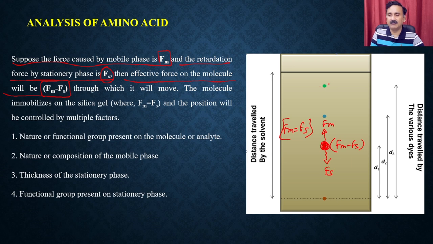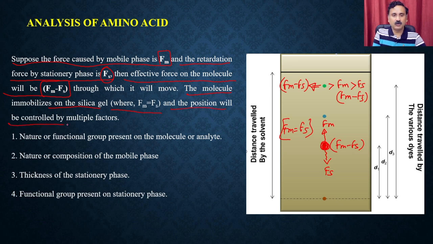For example, for this molecule, the Fm is too big relative to the Fs, which means it still has an effective charge at this point, and that's why this molecule runs for a longer period of time. But at this point, when it got immobilized, the Fm is equivalent to Fs. So the molecule is immobilized on the silica gel where the Fm is equivalent to the Fs.